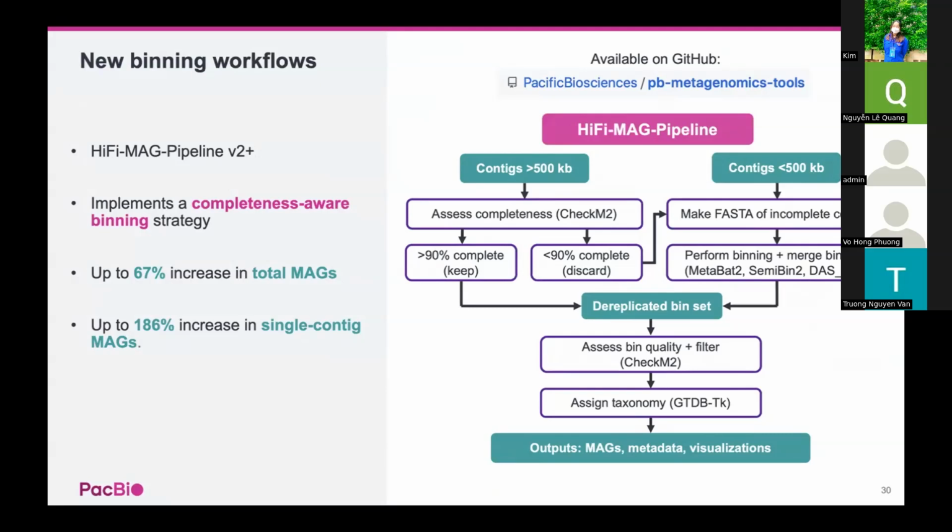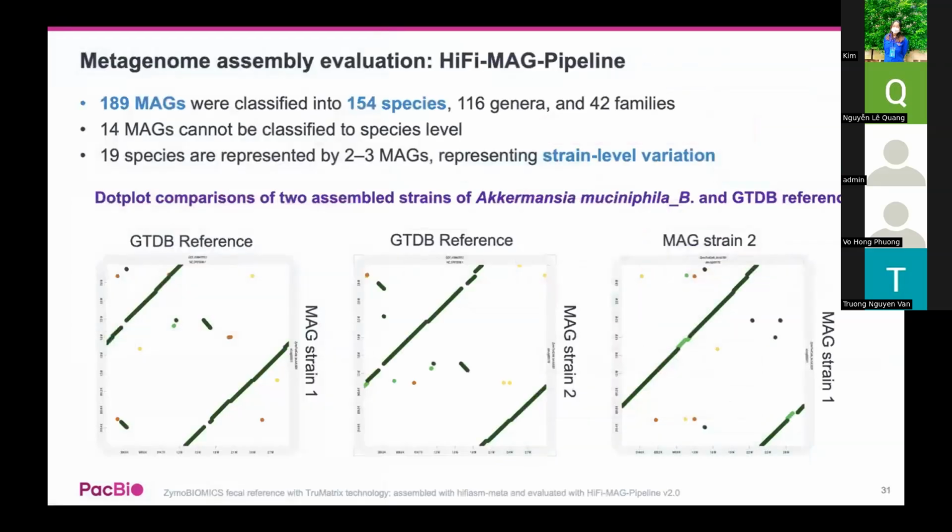And so in this example, we run hi-fi ASM Meta and the hi-fi MAG pipeline on the same human gut microbiome sample. So we were able to recover 189 high-quality MAGs and classify them into 154 species. One of the interesting things is that 14 of these MAGs cannot be classified to the species level, and these are likely to represent a novel diversity in the human gut microbiota.